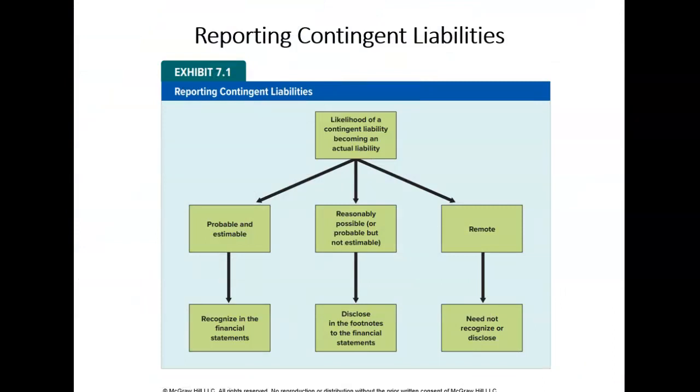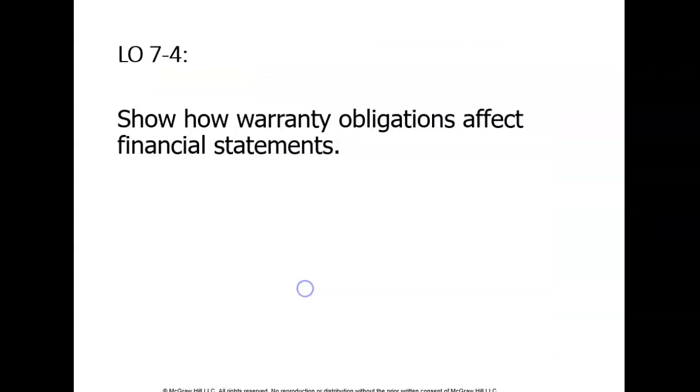So this is just showing the information, how you will handle it if it's probable and the loss can be estimated. If it is reasonably possible but the loss cannot be estimated, or if it's remote, this tells you how to handle those different types of contingent liabilities.